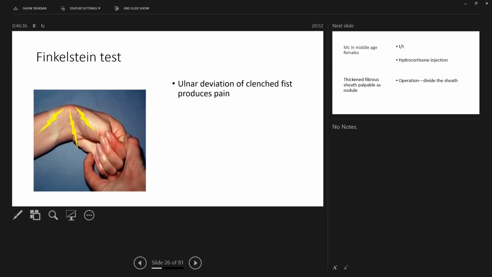Okay. So this is the clenched fist where you put the thumb inside your fist and you try to extend it, or only do ulnar deviation. You try to do ulnar deviation. Even in your own hand, you feel there would be some sort of stretching. And in patients who have a compromised tendon sheath, the pain would rise. Okay. That is known as the Finkelstein test.